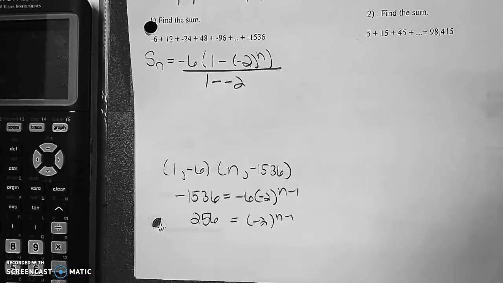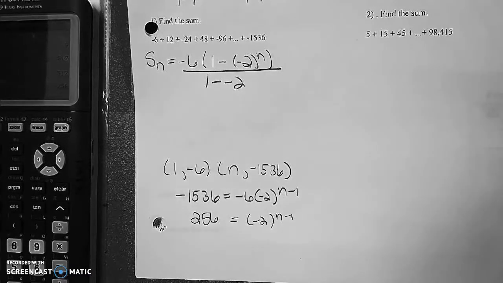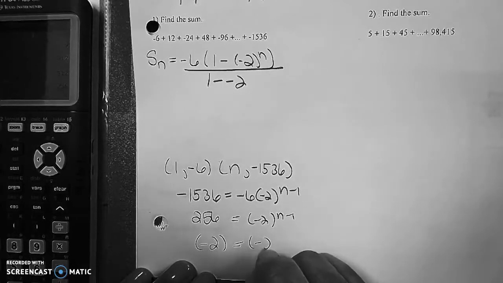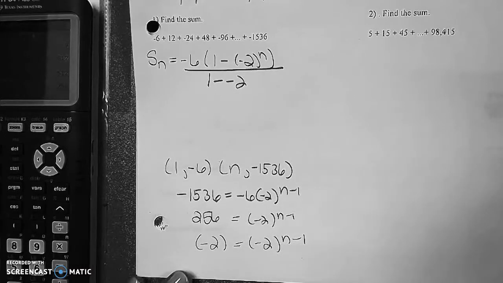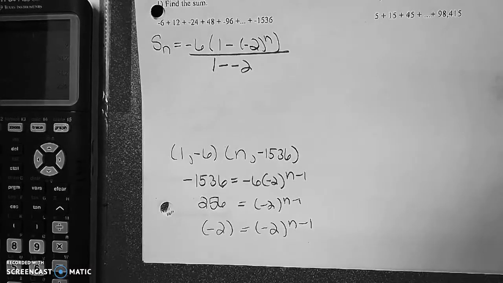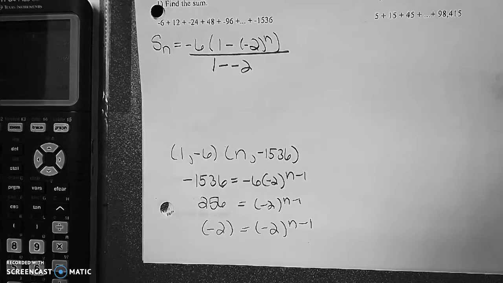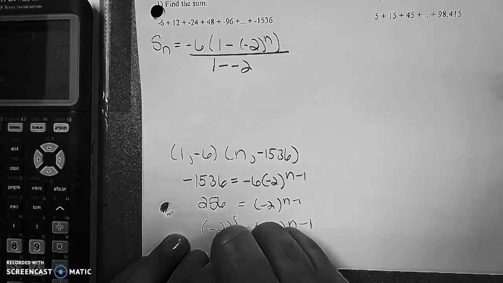So one of my strategies here will be to try to write 256 as negative 2 to the something. I'm trying to make the bases be the same here. As I think about it, I know negative 2 to the 5th is negative 32. So it needs to be bigger than that. So negative 2 to the, let's try 7th, is negative 128. Ooh, I think we've almost got it. Negative 2 to the 8th would work.